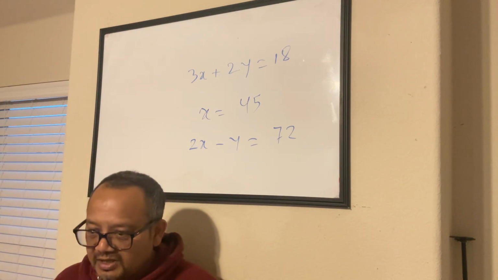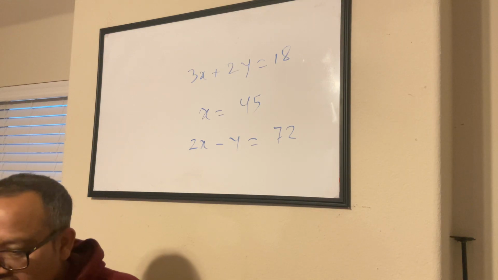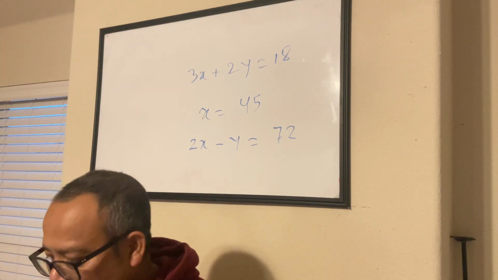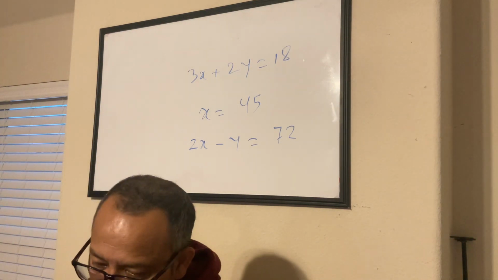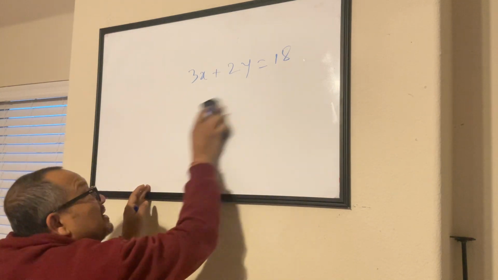Yeah? Is everybody with me? Yeah, Advik, you're saying something? If it has a power of 2, isn't it called a quadratic? It's called a quadratic equation, yes. But we are not talking about that. We are just talking about a linear equation.